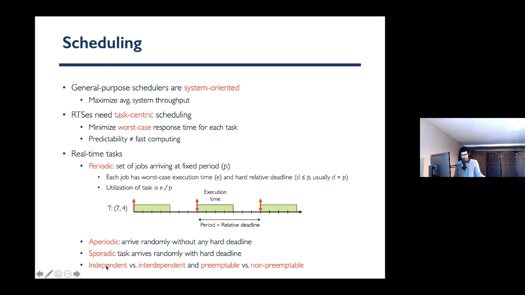Now, tasks could be independent. They could have interdependencies. Your system could be preemptive or non-preemptive, meaning that you could be able to preempt your tasks or not preempt them. For the purpose of this lecture, we're going to look at independent tasks and preemptable tasks. So we are able to preempt our tasks, and there are no dependencies between them. Later on, I'll talk about relaxing these assumptions.